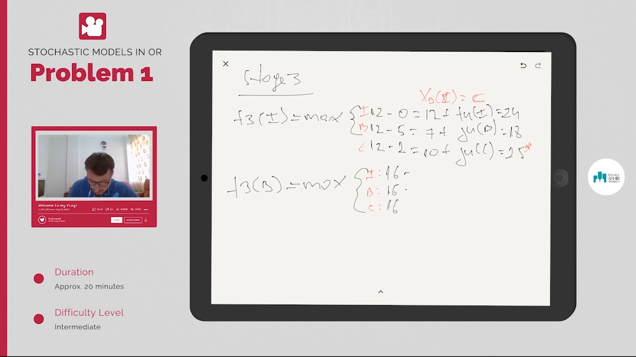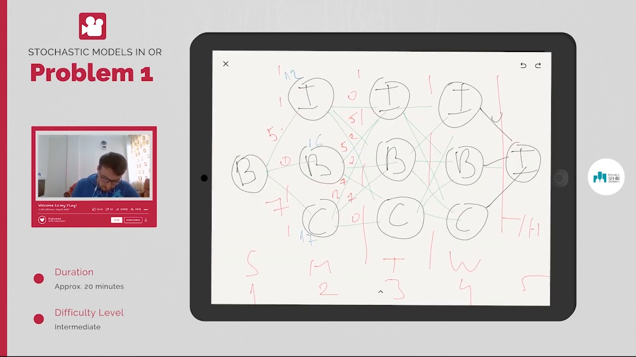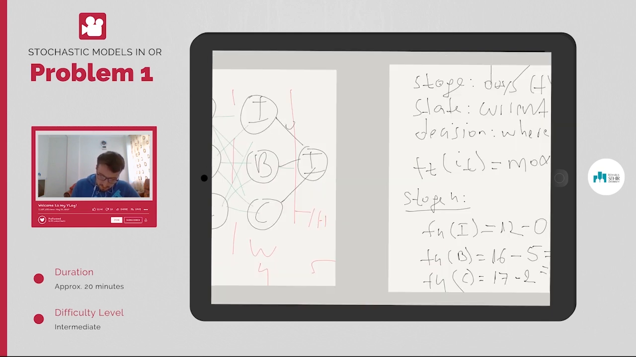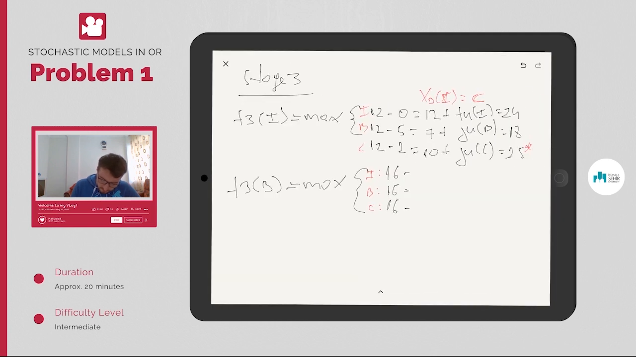And the cost of traveling from Bloomington to Indiana is $5, 507. So we have 507. This is 16 minus 5 is 11. 16 minus 0, 16, and 9. Also, I need to consider where I'm going next.